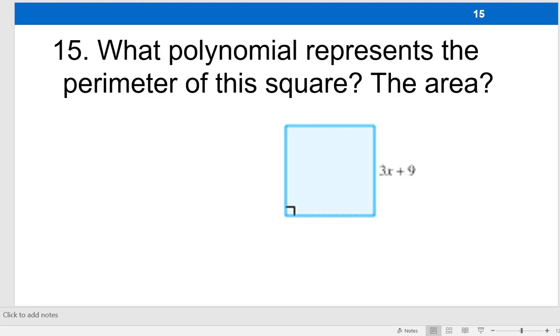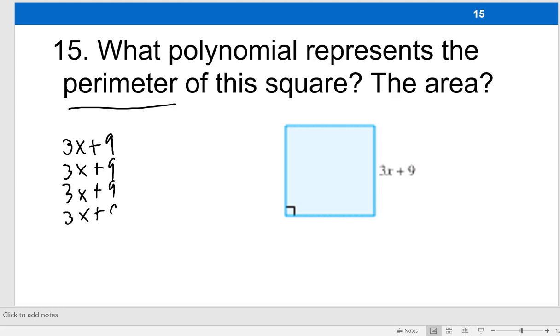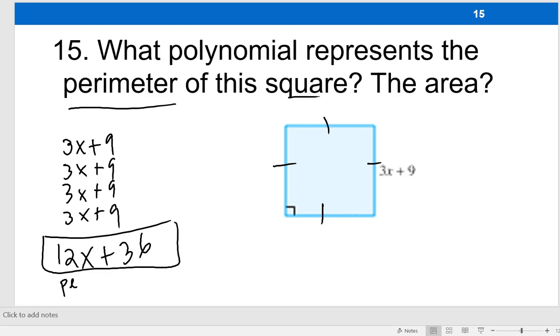What is the perimeter of this square? Well, the perimeter is where I take the side, 3x plus 9, and I add it 4 times. Why 4 times? Because it is a square, all 4 sides are 3x plus 9. 3, 6, 9, 12x plus 36. That would be the perimeter.